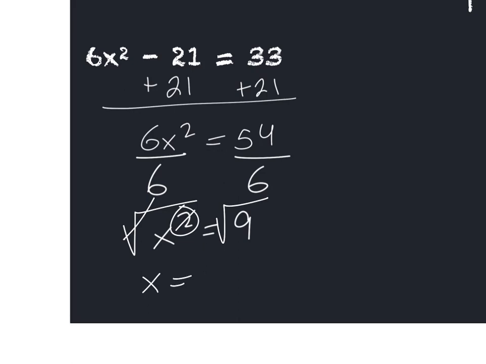Now the square root of 9 is 3, but remember, it could also be negative 3 because negative 3 times negative 3 is also 9. So your two answers will be 3 and negative 3, or plus or minus 3.